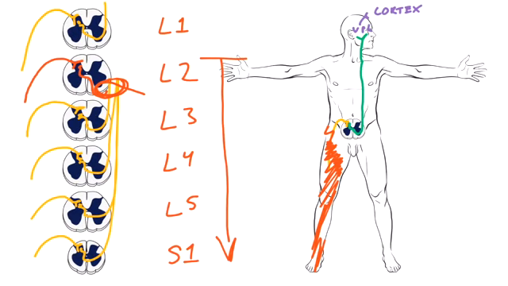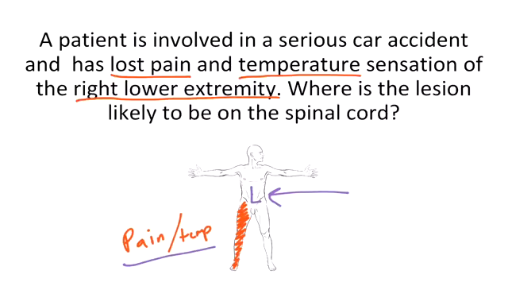So the patient would lose all sensation from L2 and down, which would explain why this patient has lost all of the right lower extremity, pain and temperature. So going back to our question, with total loss of pain and temperature from the right lower extremity, we expect that there was damage to the anterolateral white matter.